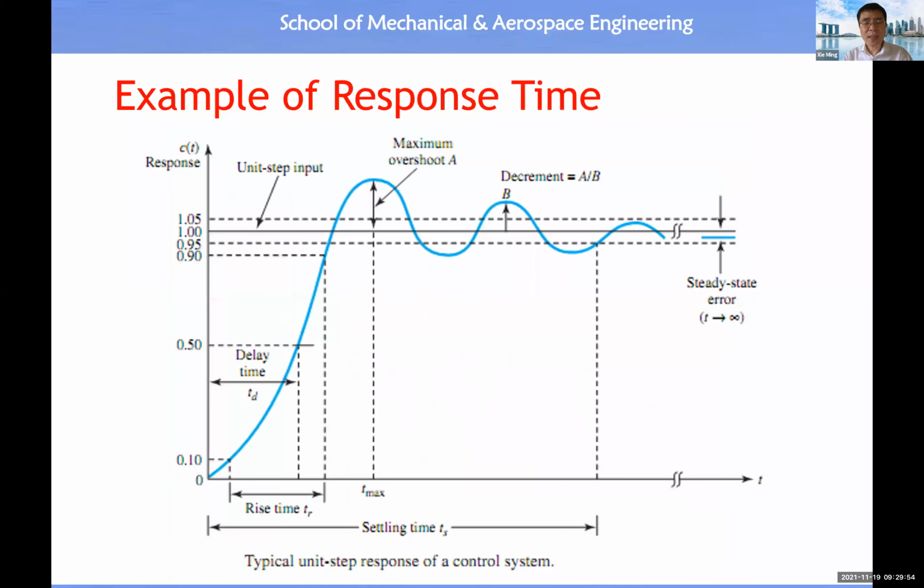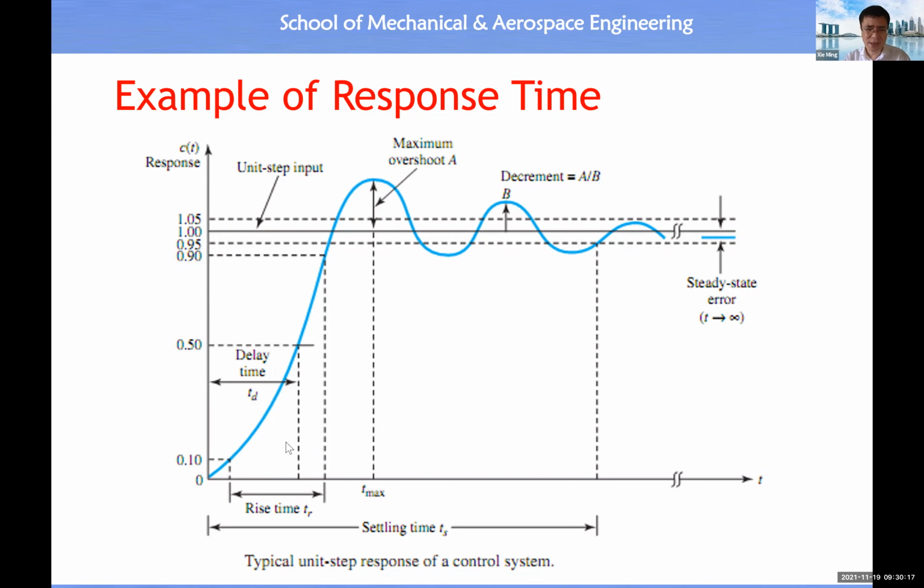And response time. This example shows it. This is the time taken by the output to enter the error band centering the desired output. This is the key indicator of response time. And sometimes we may also look at the rise time. For the rise time, we have two definitions.